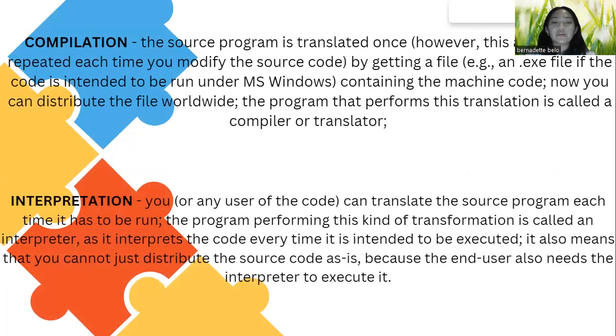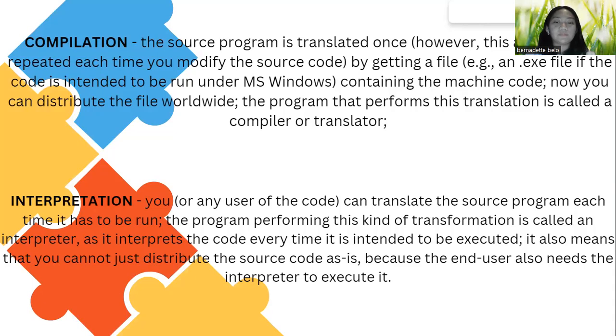There are two different ways of transforming a program from a high-level programming language into machine language. First is compilation. In short, it is the process of translating a source program written in a high-level programming language into machine code, for example an .exe file for Windows, done using a compiler or translator. This translation is a one-time act but needs to be repeated whenever the source code is modified. Once translated, the resulting file can be distributed globally for others to run the program without needing access to the original source code.